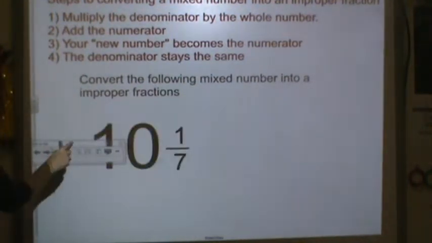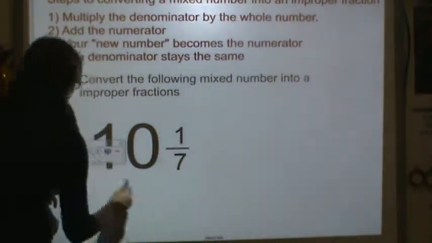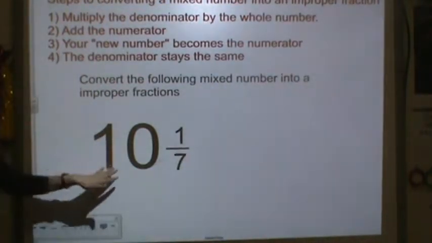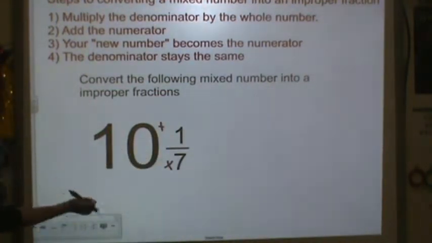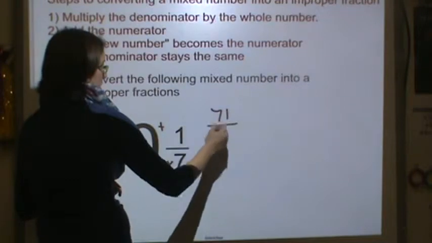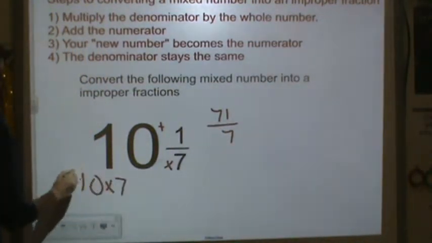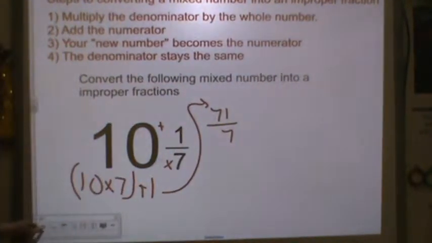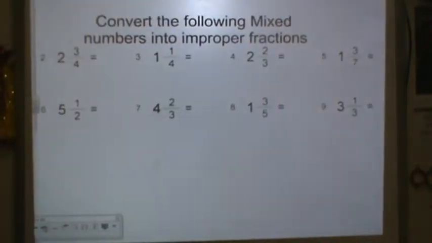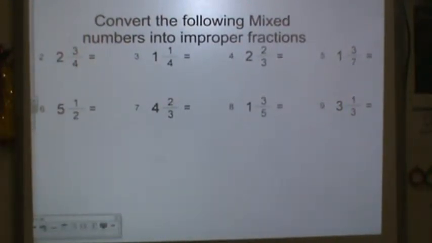All right, let's do this one. 10 and 1/7. So multiply, add. 7 times 10 is 70, plus 1 is 71/7, right? 10 times 7 plus 1. There it is, and the denominator stays the same. Here is your turn. Convert these mixed numbers into improper fractions.